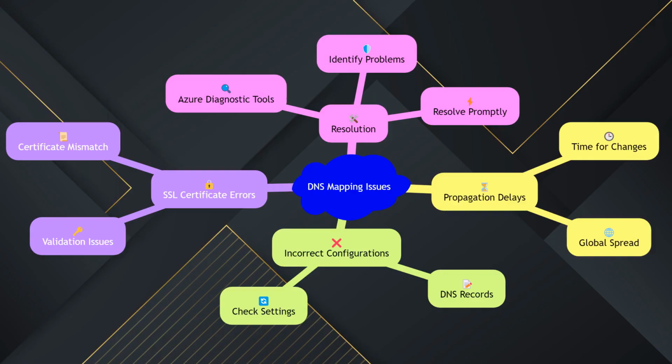Sometimes issues may arise during the DNS mapping process. Common problems include DNS propagation delays, incorrect DNS record configurations, and SSL certificate errors. Ensure that DNS records are correctly configured and give sufficient time for changes to propagate. Use Azure's diagnostic tools to identify and resolve issues promptly.